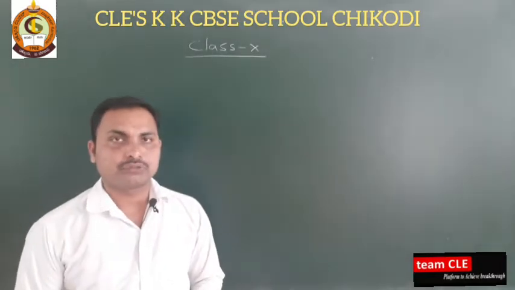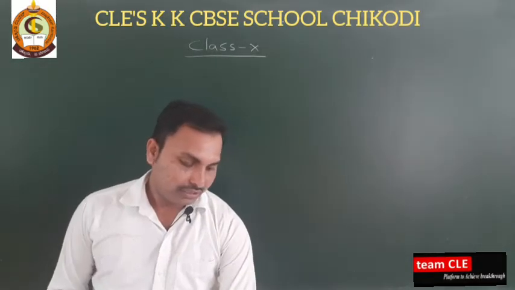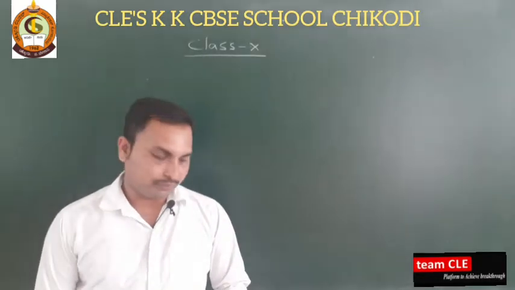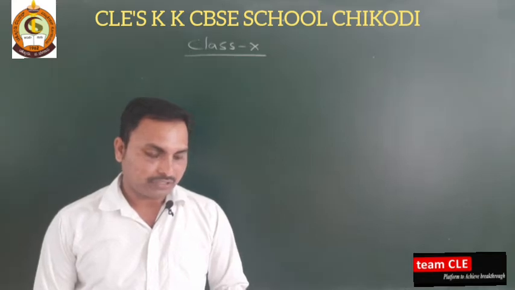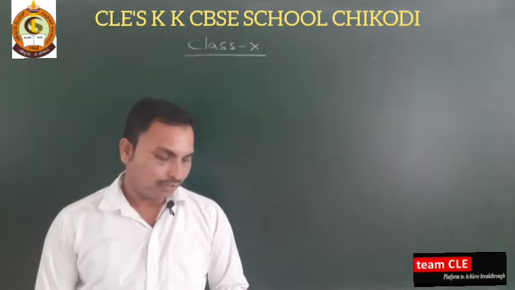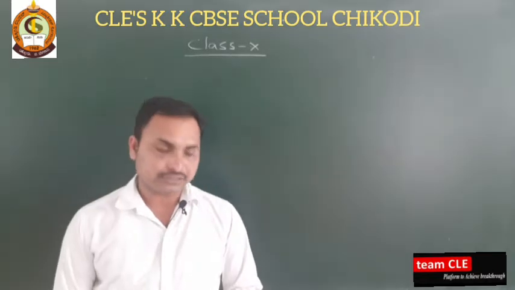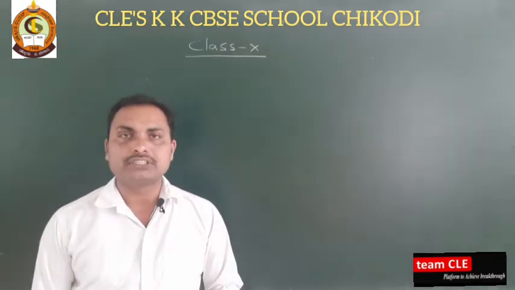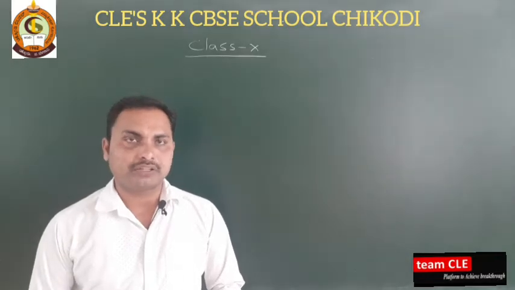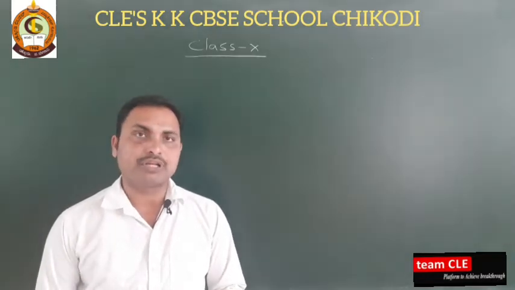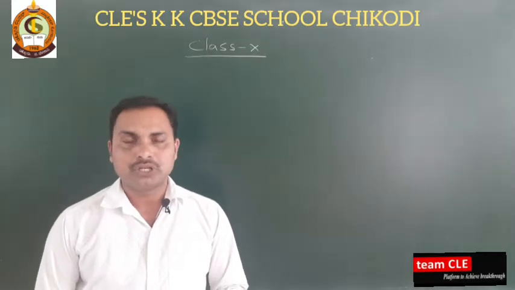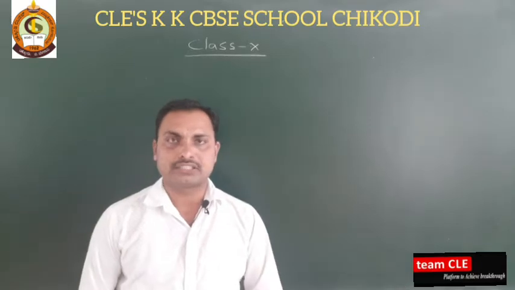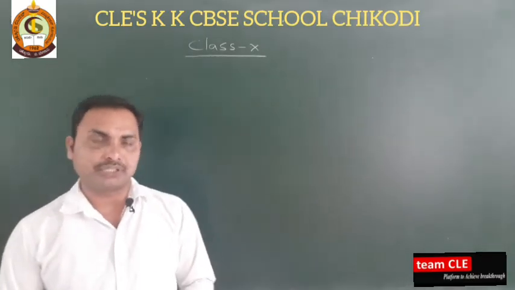Okay, this is the main question number 2. Let me read the question. On comparing the ratios a1 by a2, b1 by b2 and c1 by c2, find out whether the lines representing the following pairs of linear equations intersect at a point, are parallel, or coincident. These three things we need to find. By comparing a1 by a2, b1 by b2 and c1 by c2, we need to find whether these equations are intersecting, parallel, or coincident.